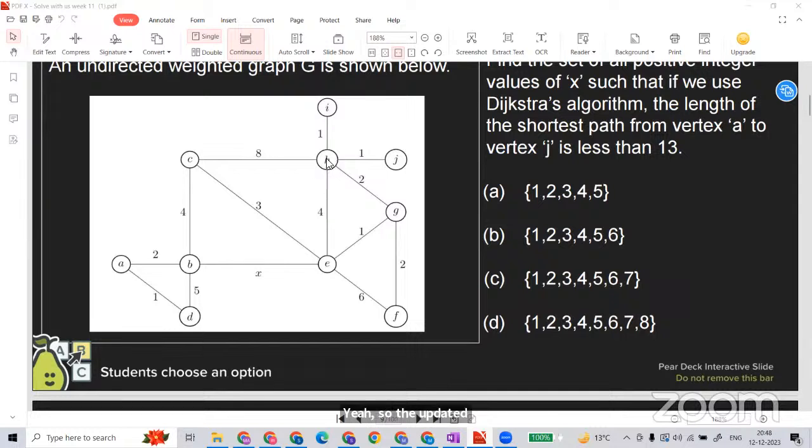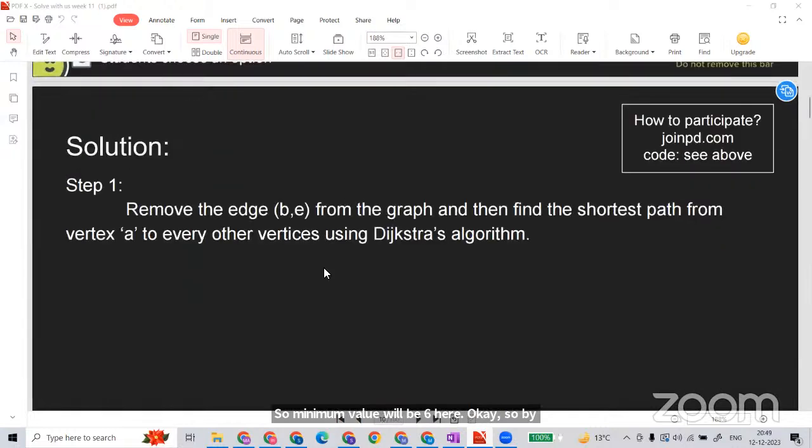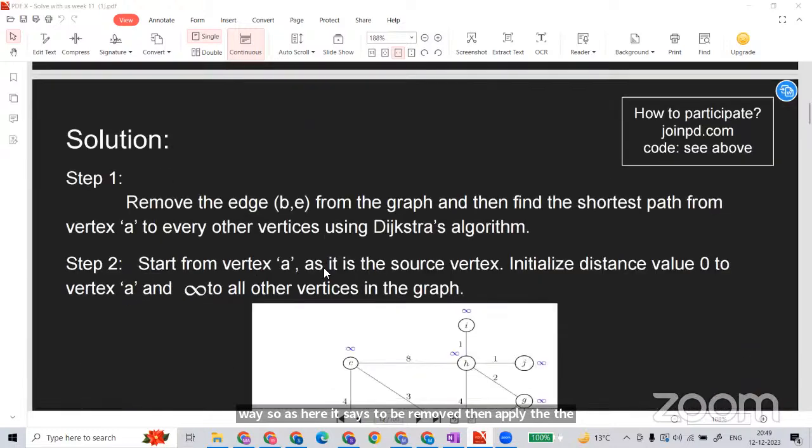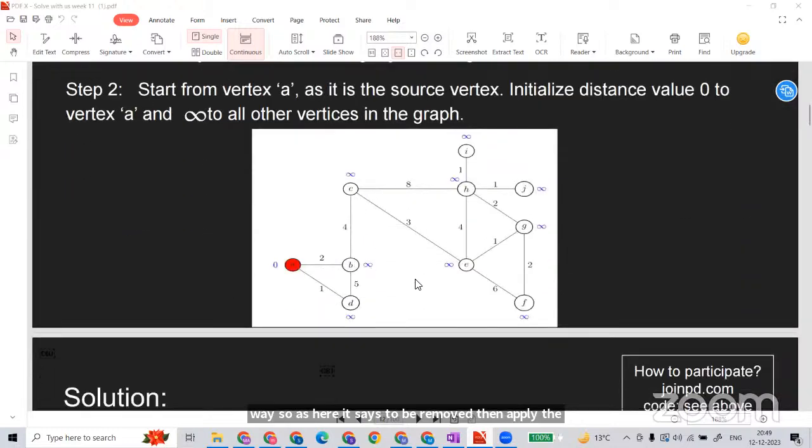Wait, with the Dijkstra algorithm, you take the weight of the vertex nearest to it. If you write it, the value is 6, but by CH it is 8, so the minimum value will be 6 here. So by removing this edge, as it says, remove it, then apply the Dijkstra algorithm. The initial vertex will be 0 and the rest will be given as infinity, and then remove B, E and find the shortest path to J.